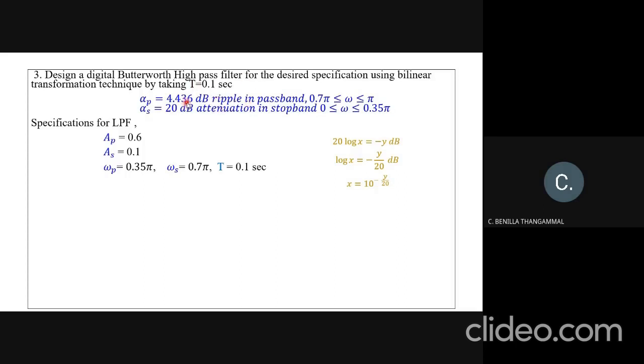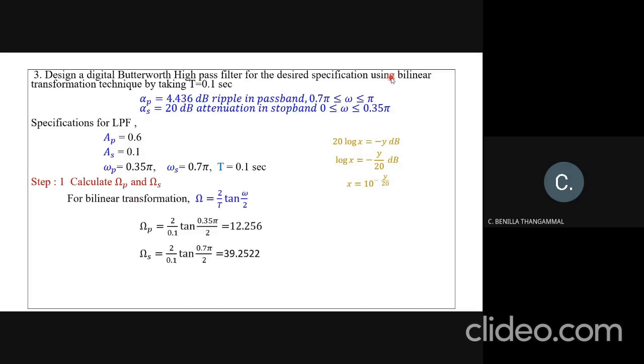The remaining thing is going to be the same procedure here. So the first step is to calculate your omega p and omega s. Here the bilinear technique is to be used. So omega equal to 2 by T tan omega by 2. So you obtain the omega s and omega p by substituting your values of omega p and omega s.